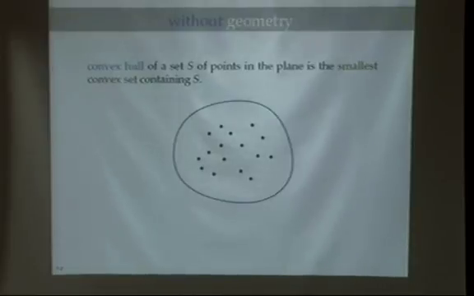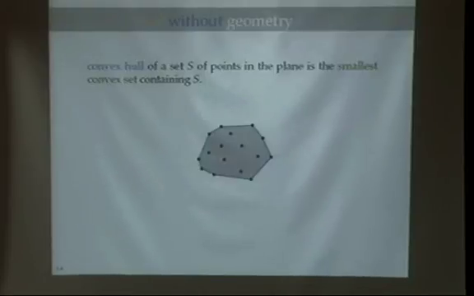By intuition, you can consider this: you have a rubber band that contains all the points, and then you let it go. Then you have the smallest convex set containing S, right? And this is the convex hull. A very nice, very good concept. But how do we compute this efficiently?